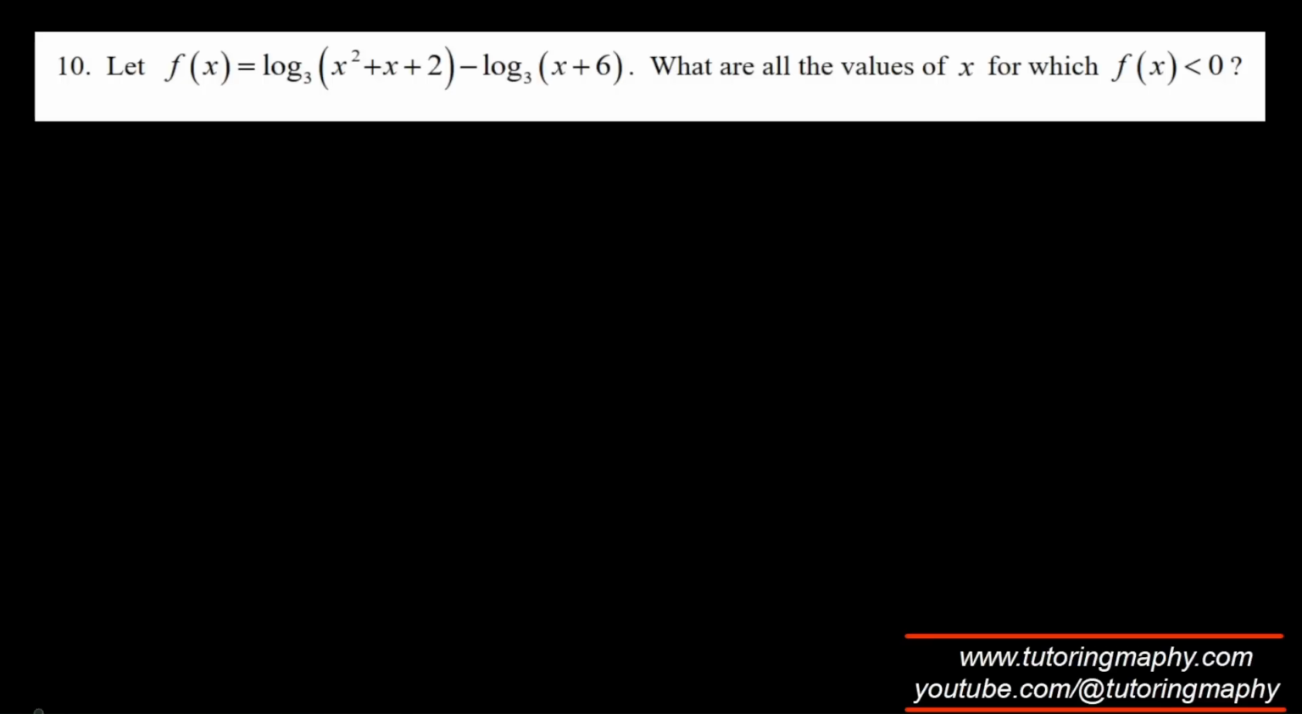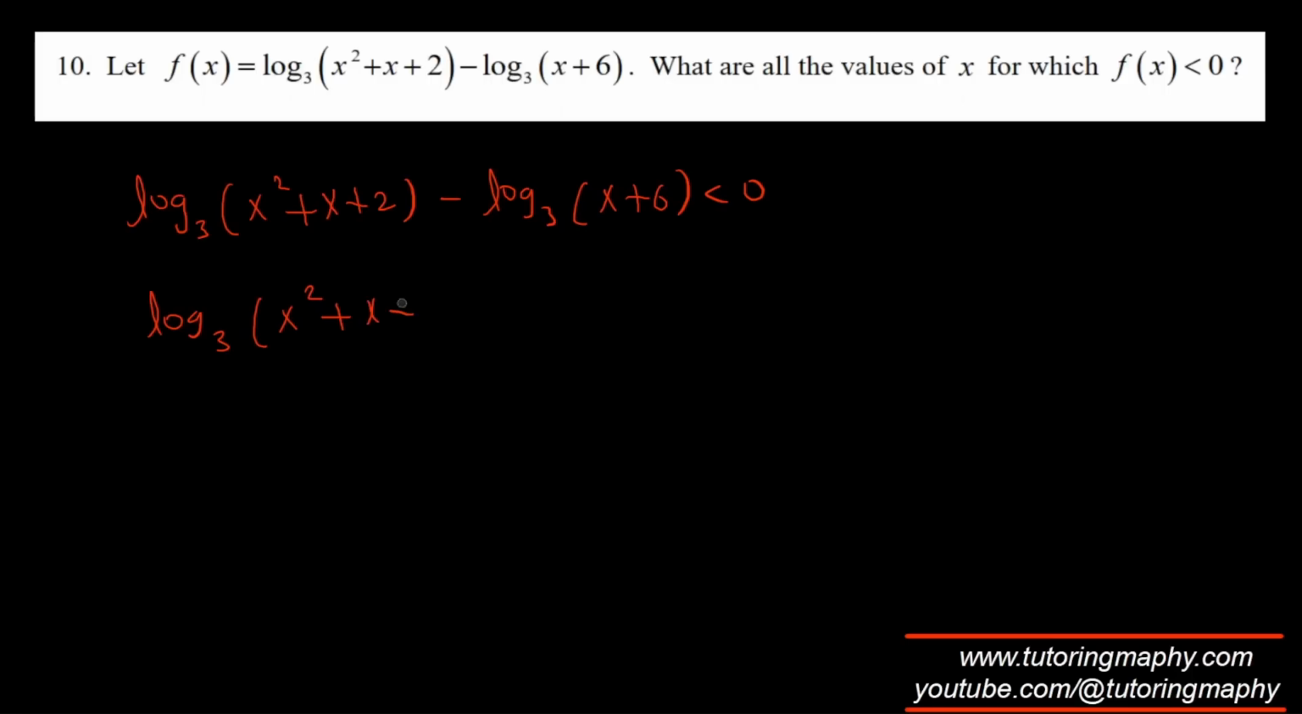Okay, here they're asking us when is f(x) negative. So what is f(x)? Log with base 3 of (x squared plus x plus 2) minus log with base 3 of (x plus 6) is less than 0, which can be rearranged as log with base 3 of (x squared plus x plus 2) is less than log with base 3 of (x plus 6). Now remember that if the base of the log is greater than 1, which it is in this case, then if there is an inequality of the logs, you can basically take out these logs and compare the inside expressions with the same inequality.